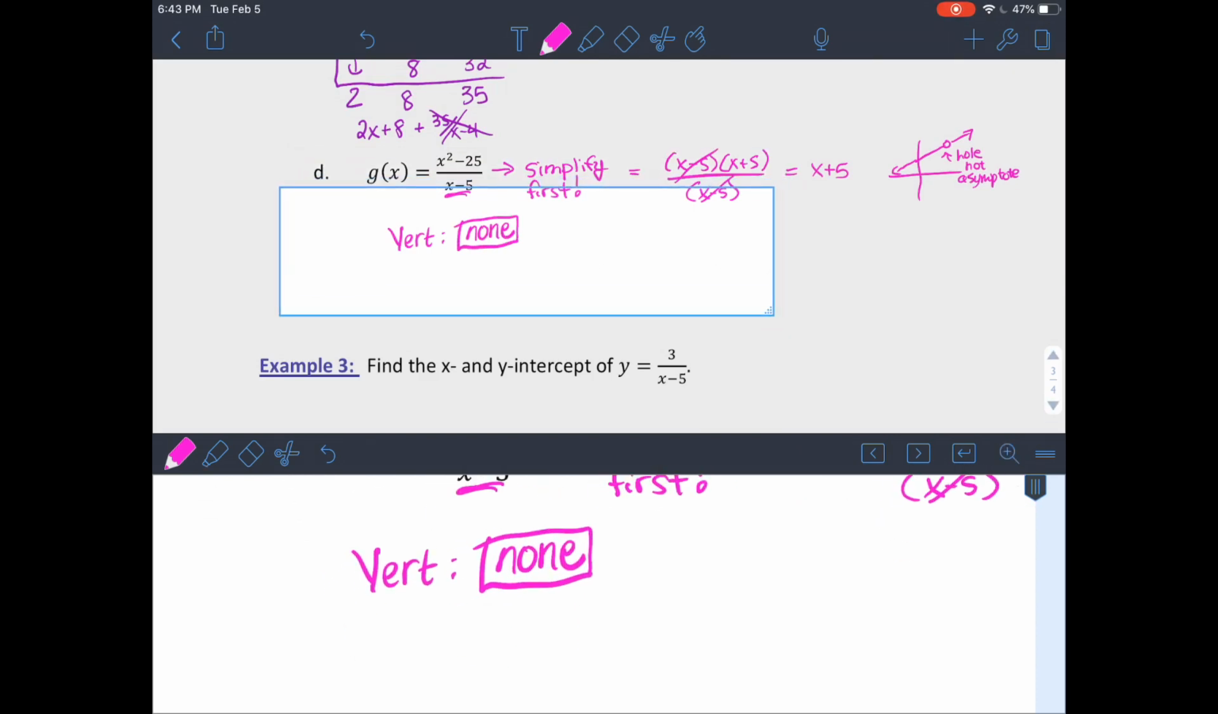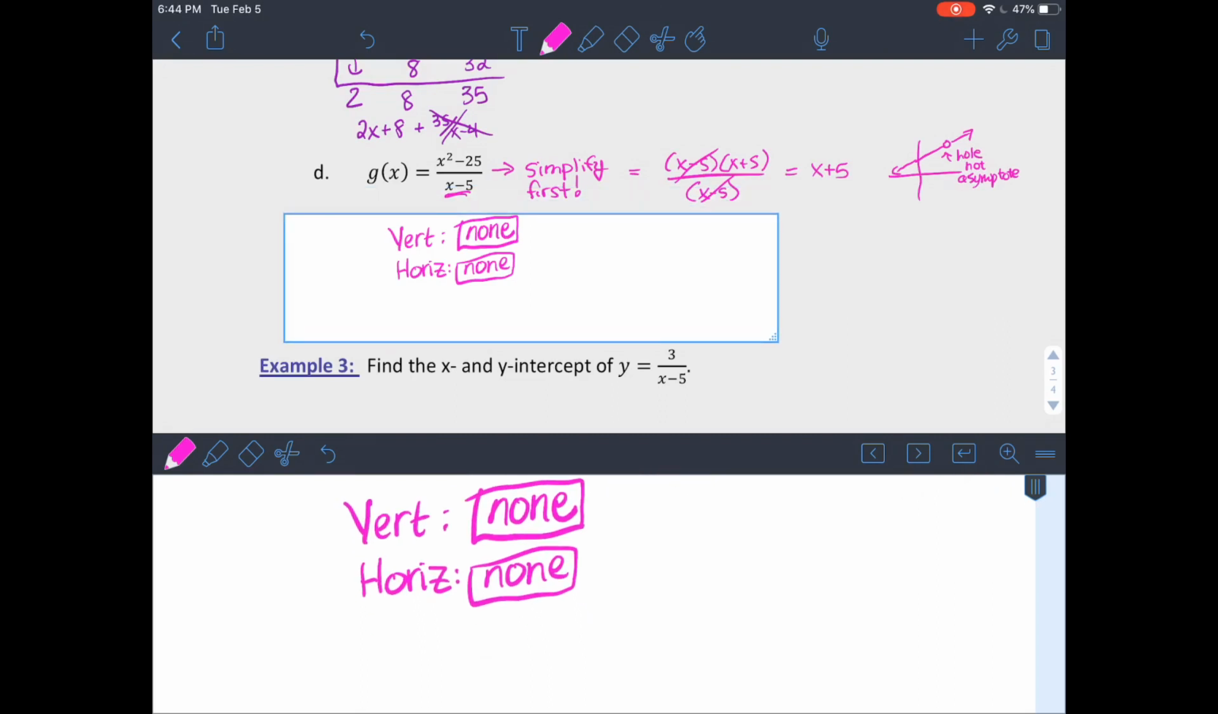You also, since you simplified it, if you look at it, it's not a rational function anymore. There are no horizontal asymptotes, and there are no slant asymptotes. So look at your simplified version of your equation to figure out your asymptotes. No asymptotes.